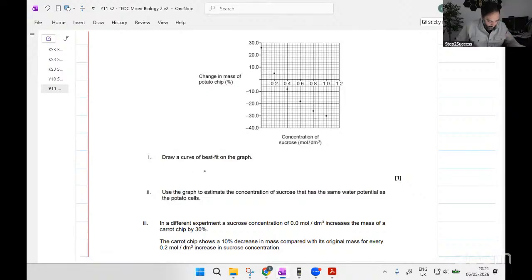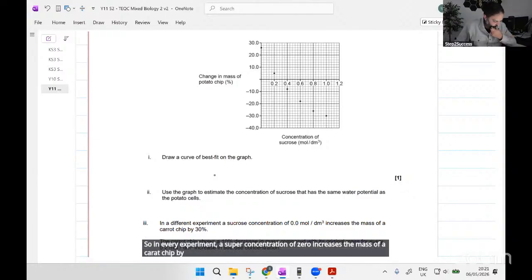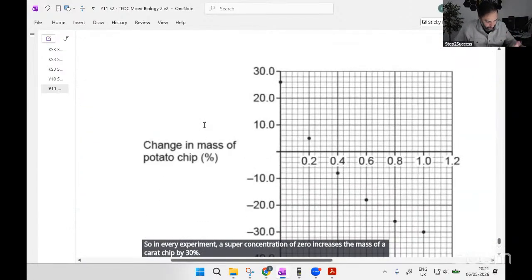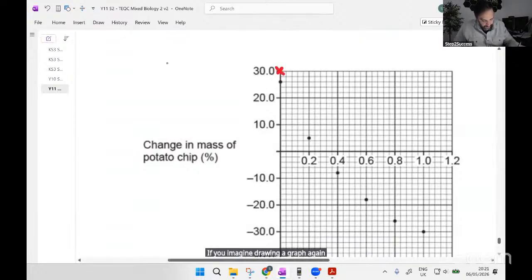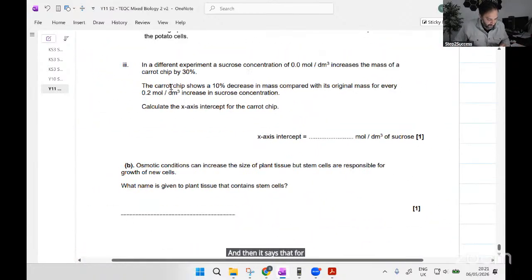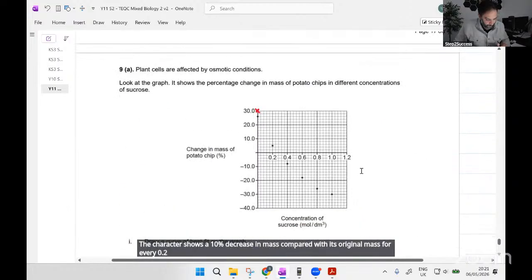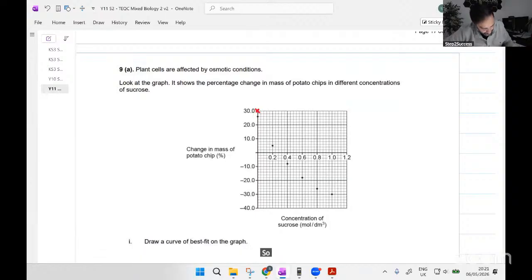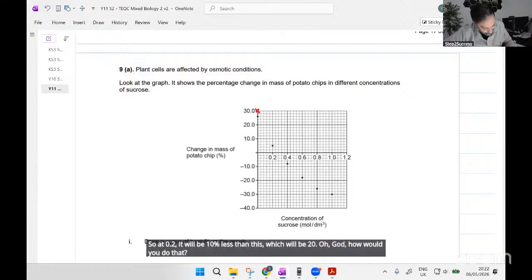So in a different experiment, a sucrose concentration of 0 increases the mass of a carrot chip by 30%. So if you imagine drawing the graph again, at 0, it would be at 30%. And then it says that the carrot shows a 10% decrease in mass compared with its original mass for every 0.2 increase. So at 0.2, it will be 10% less than this, which will be 20. Oh God, how would you do that?